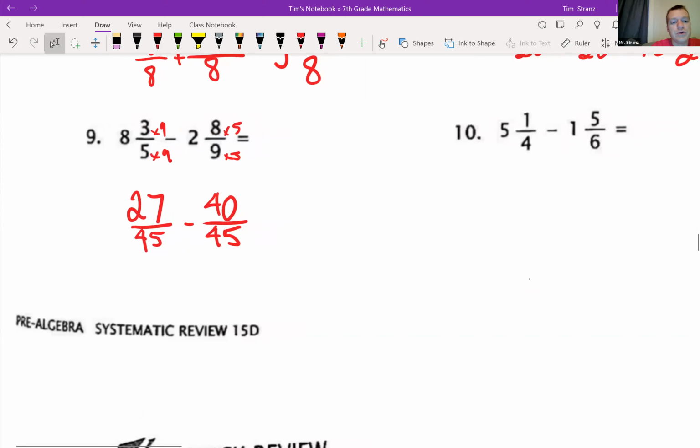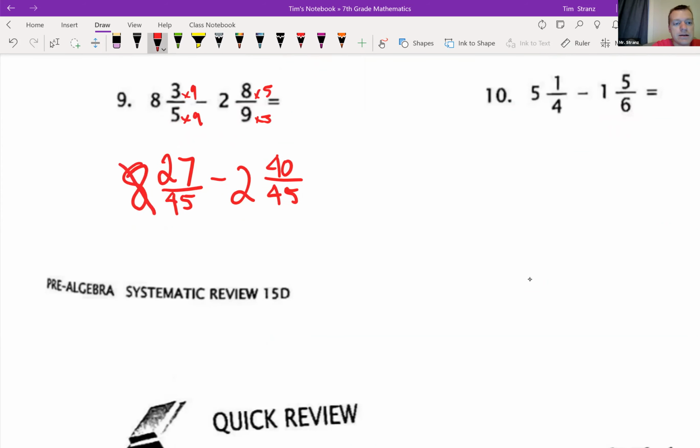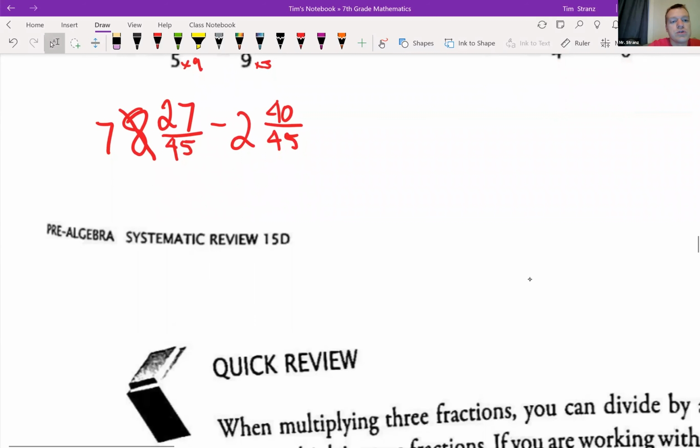Okay, so what we're going to do is rewrite these with the whole number outside. Write this minus 2. Okay, I'm going to borrow 1 from this 8, and that becomes a 7. I'm going to add 45 to the 27 because I'm going to take that 1 I borrowed and put it back into my fraction, which 45 over 45 is 1, but then there's 27 over here, so I need to add 45 and 27, which is going to give me a 72.